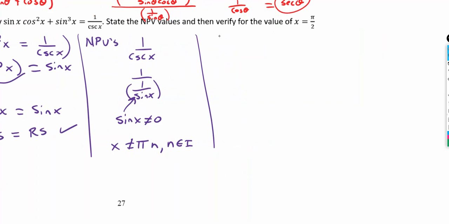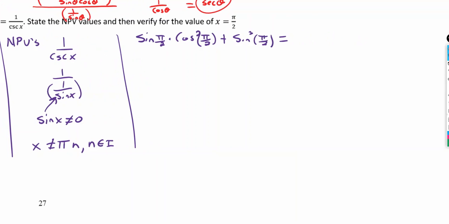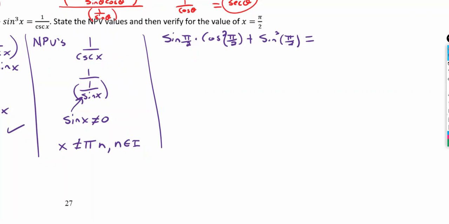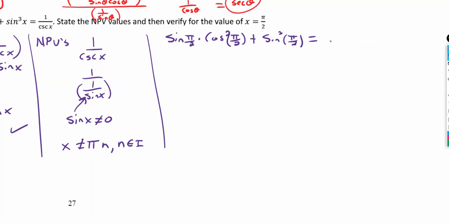So let's say we had sine pi over 2 times cos squared pi over 2, put that in brackets so we know it belongs to that one, plus sine cubed pi over 2, and that's equal to, and instead of writing it as 1 over cosecant, it's going to be a lot easier to just think about that as being sine pi over 2.